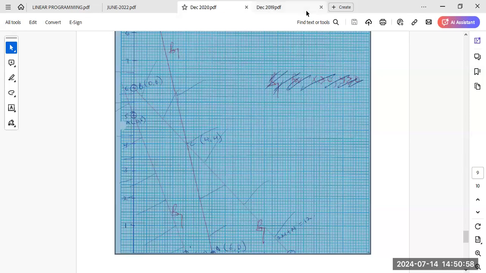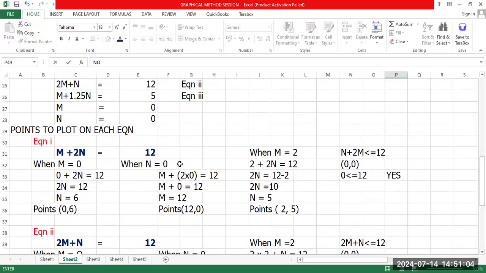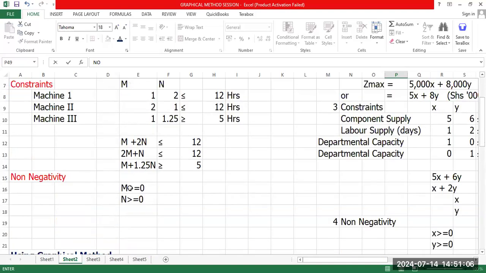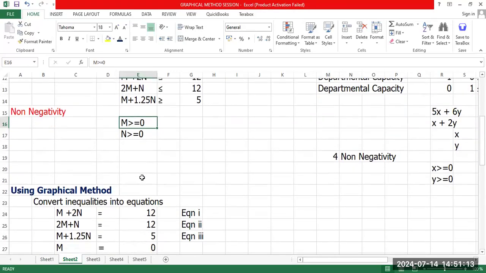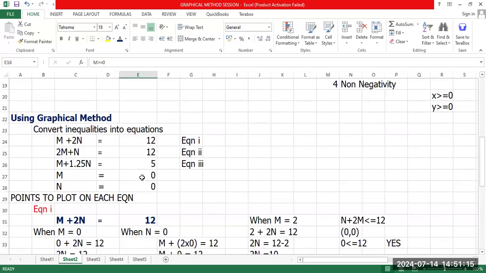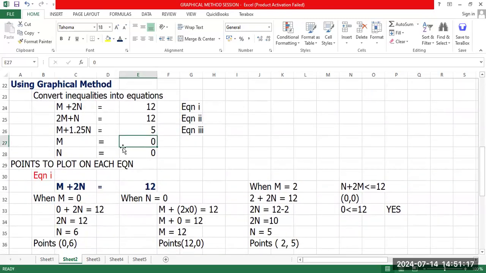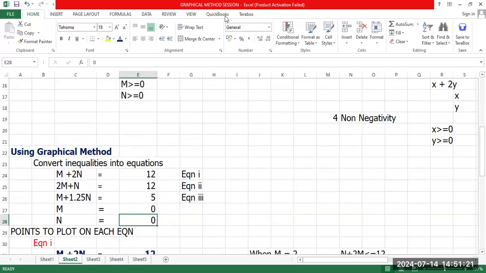Then the next one we are left with is to also do this, where M is equal to 0, N is equal to 0. Always make sure that you don't forget that.